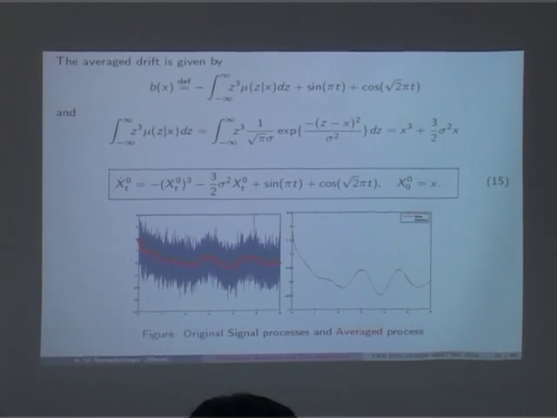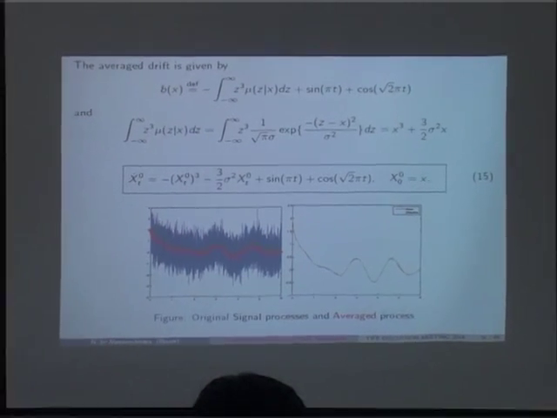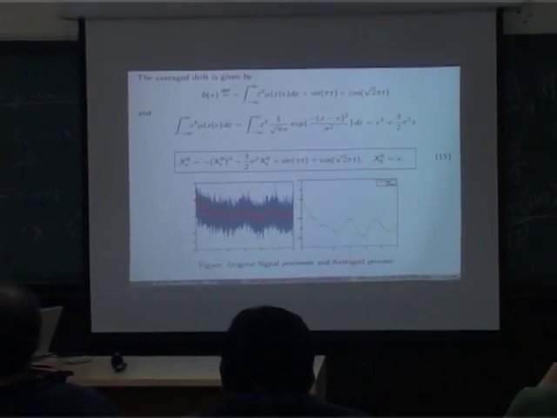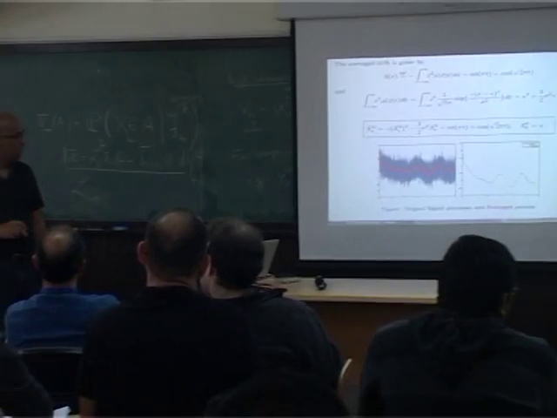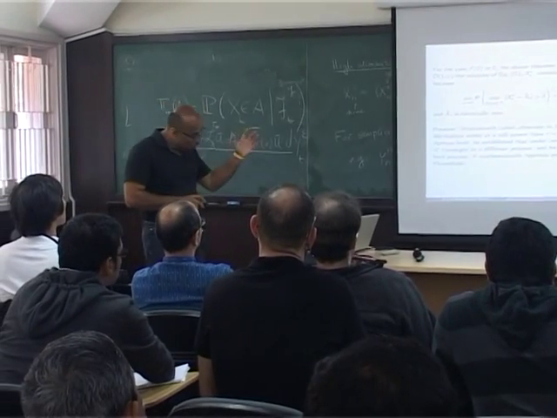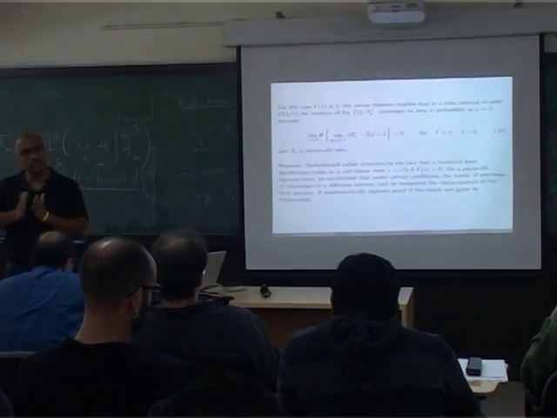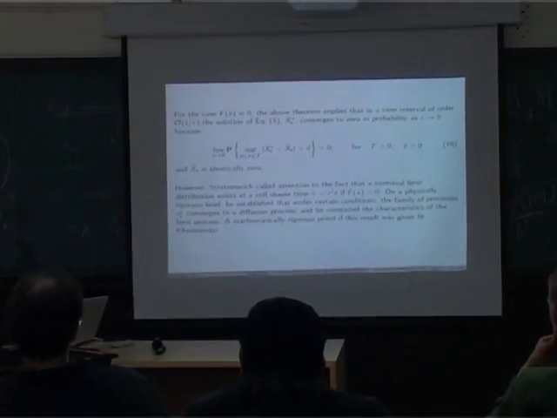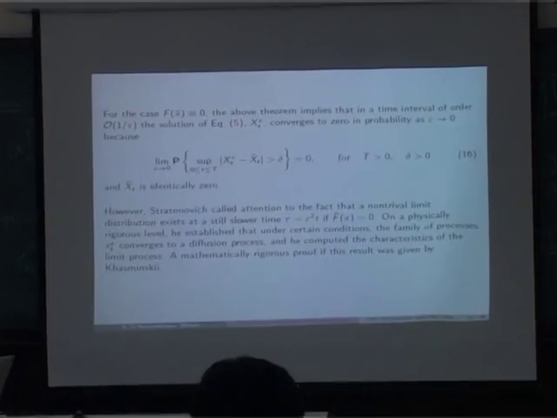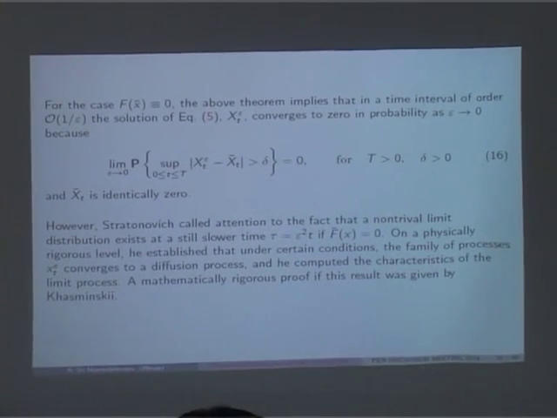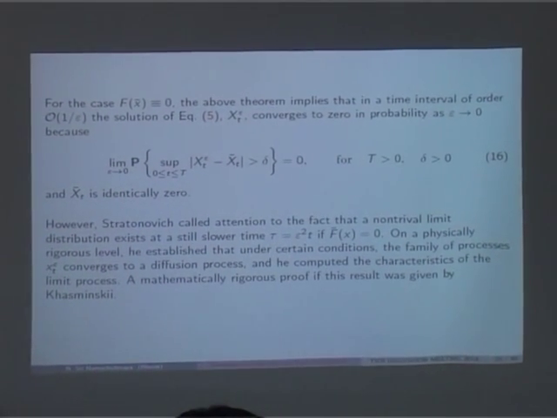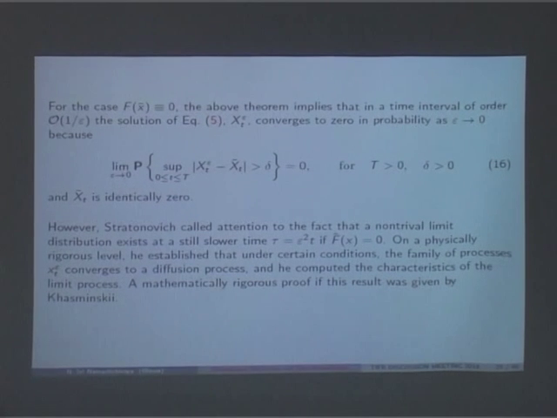Yes, in the order of 1 over epsilon. If you keep on going, on the order of 1 over epsilon, they are close. But the second theorem is, what if f itself is 0? That is, if you average it, f can be 0. That's called a centering condition. This is real homogenization.